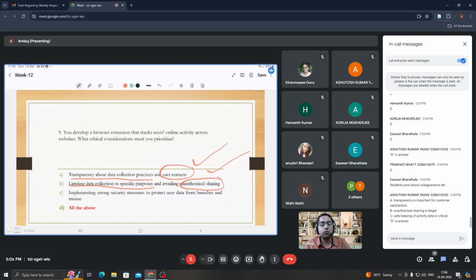Definitely, it's a concern. You have to abide by that. Implementing strong security measures to protect user data. How can you protect? I already told you methods like consent. You have to protect the user data from breaches and prevent the misuse. Definitely, you have to be well aware of it. So D would be the correct option.